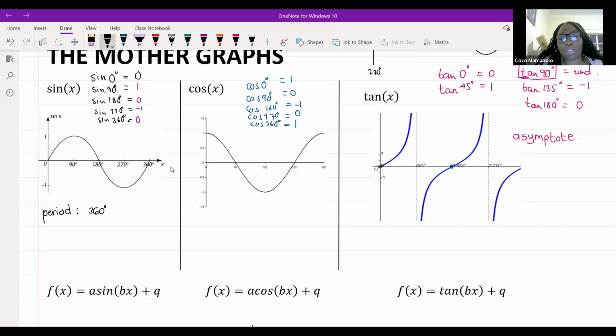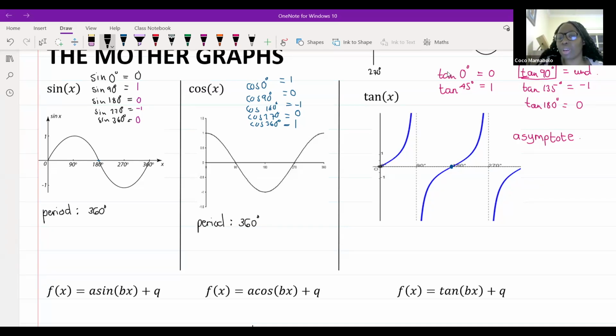Okay. Let's talk about the period of my cos graph. What is the period of my cos mother graph? How long does it take my mother graph to make a full shape? Remember, we wanted to make a full wave. What's the degrees it would take for it to make a full wave? It goes from 0 degrees all the way up until 360. Yes, correct, my darling. Good. It takes 360.